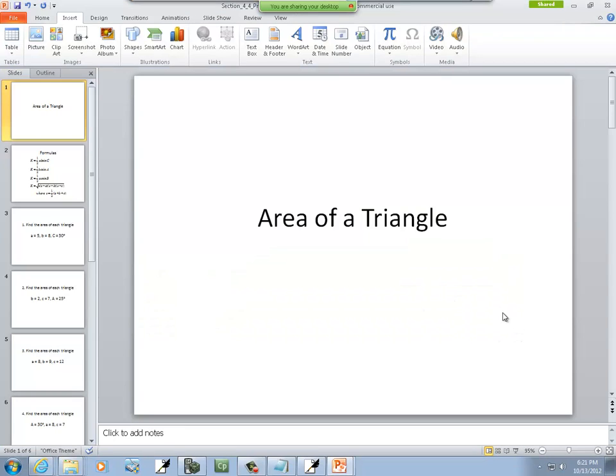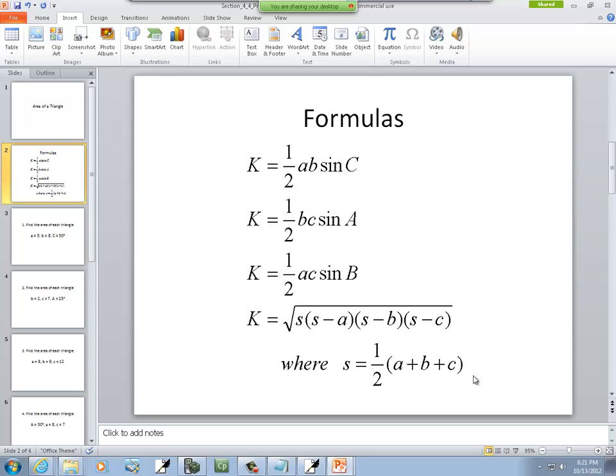This section is area of a triangle. And let's take a look at our formulas first. K represents area. You don't want to use A, which we typically see, because A is an angle. So K is equal to 1/2 A times B times sine C. This is where you know the angle in between two sides.